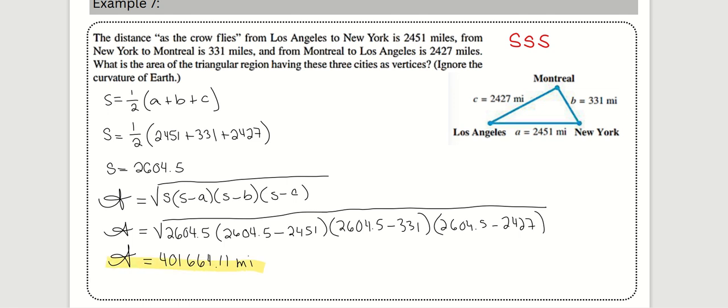And that's how we find the area of a triangle with all of its sides given.